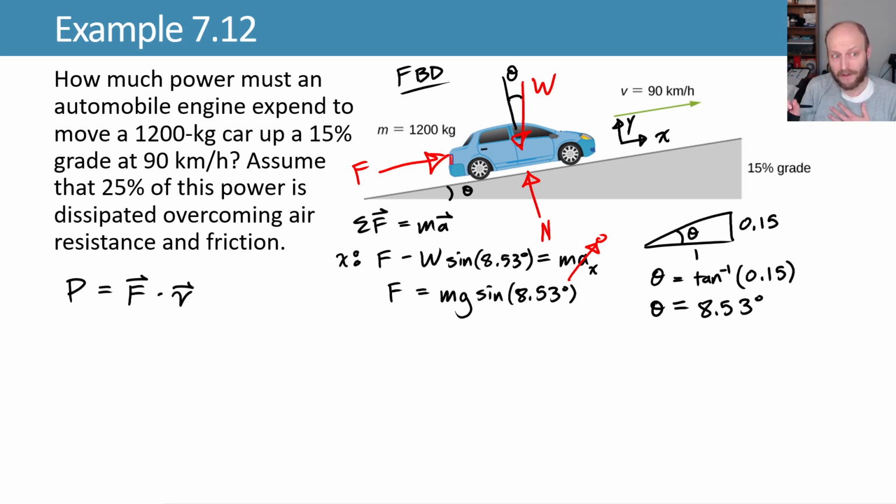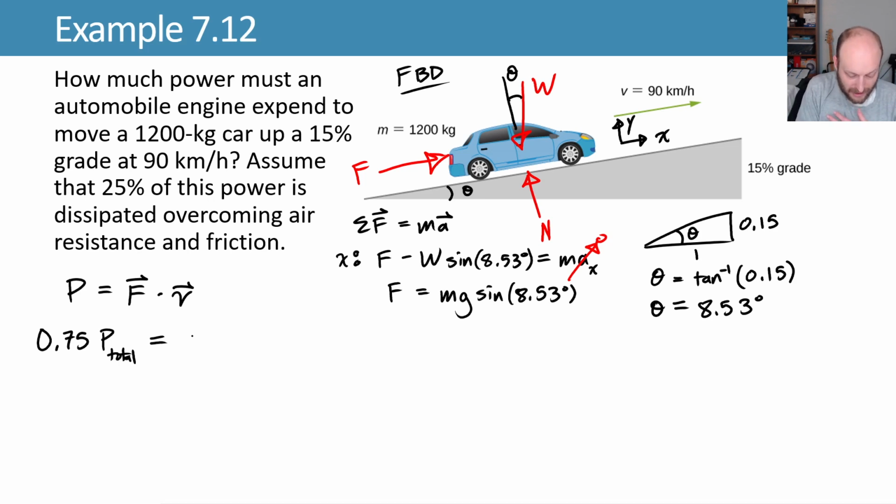If we're assuming that 25% of the power is dissipated, then we can say that the total power we need is going to be 75% of the total power will give us this power. So we need more power because 25% of whatever this total power is getting dissipated. So I'm taking care of that by multiplying by 75% there.